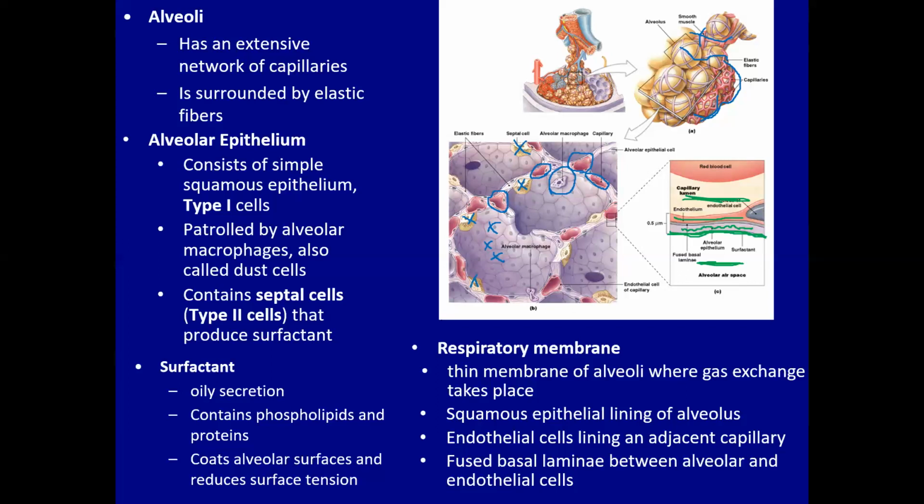So the respiratory membrane, you can see that it's a thin membrane. This is where gas exchange is going to take place between the alveolar epithelium and the endothelium of the capillary. You have a single layer squamous epithelial lining of the alveolus, endothelial cells in the capillary. There's a fused basal lamina in between, but this is where we're going to have gas exchange. We're going to have oxygen going out and attaching to the red blood cells and carbon dioxide coming in.